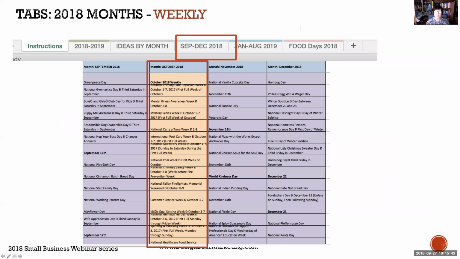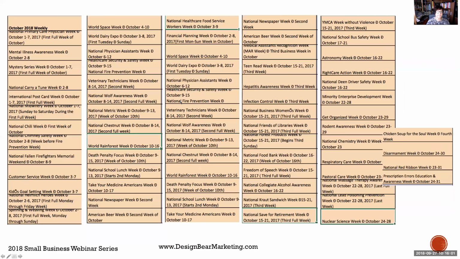Now let's jump to the weekly tab. So we're going back to October. Remember that the color changes, so it's easy for you to identify it. And you're going to look at all these weeks. So these are weeks where Mental Illness Awareness Week is October 2nd through 8th, and they change based on the dates and things. So I've cut and pasted that for October.